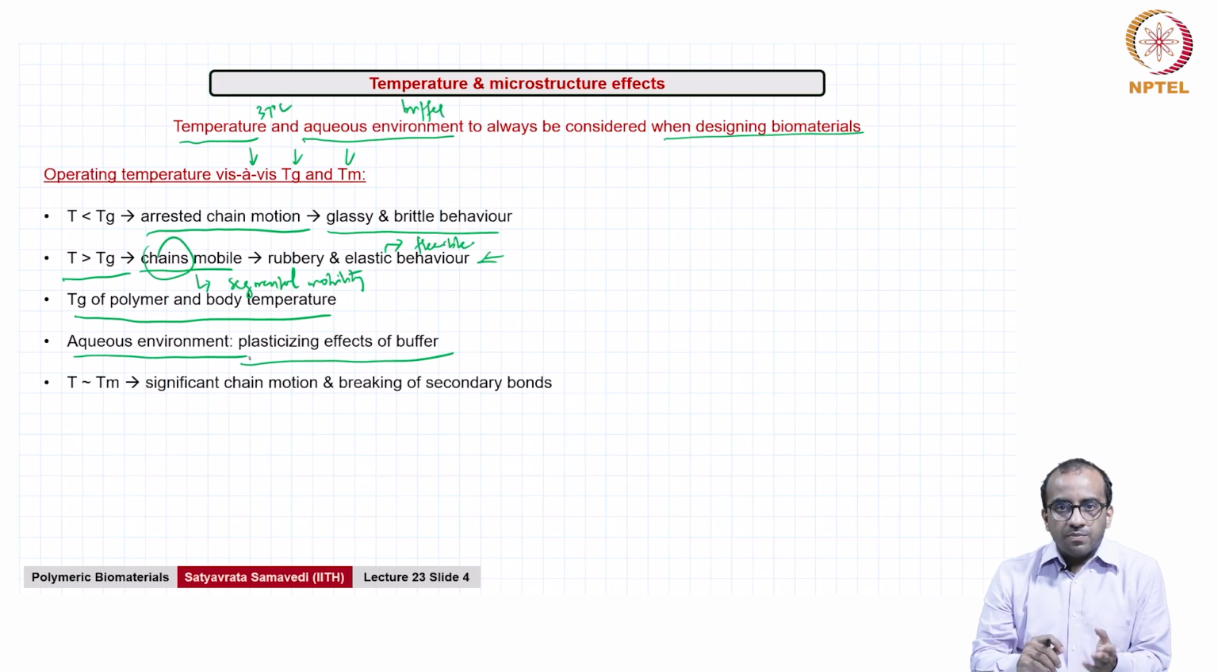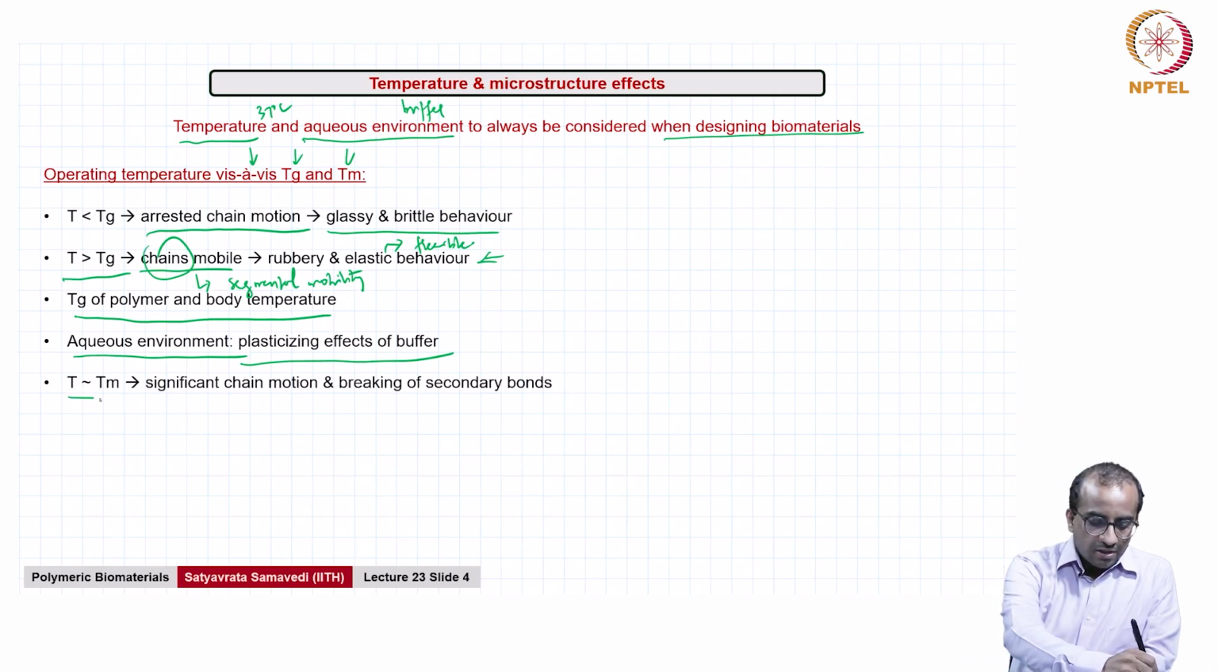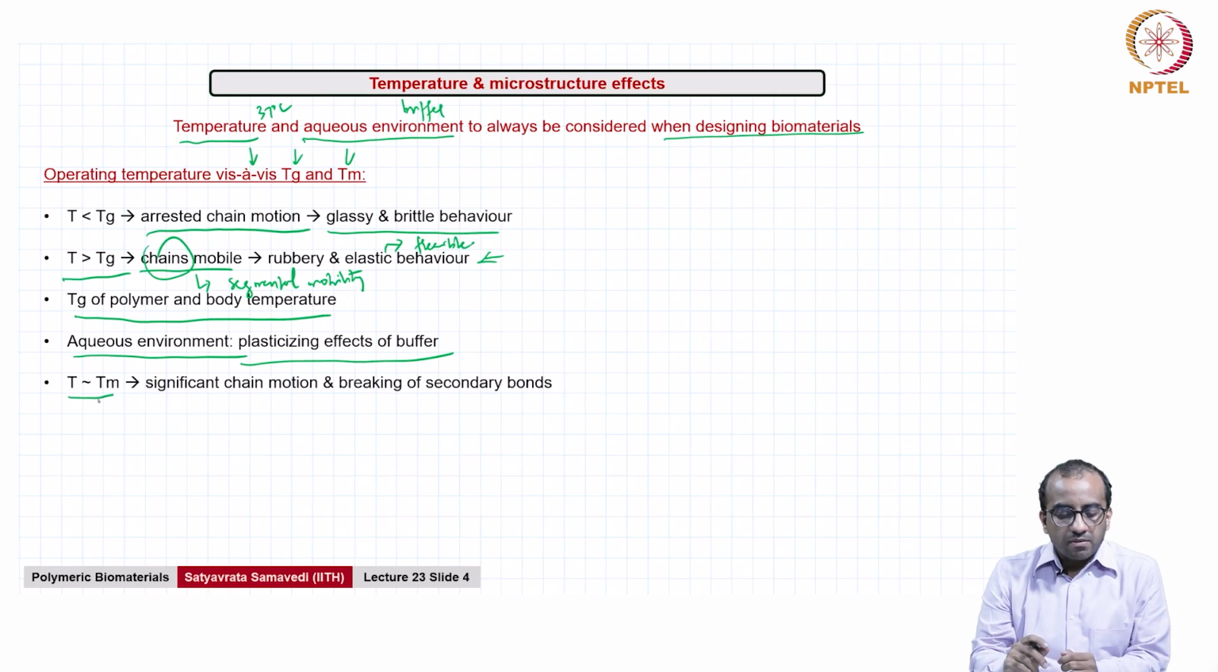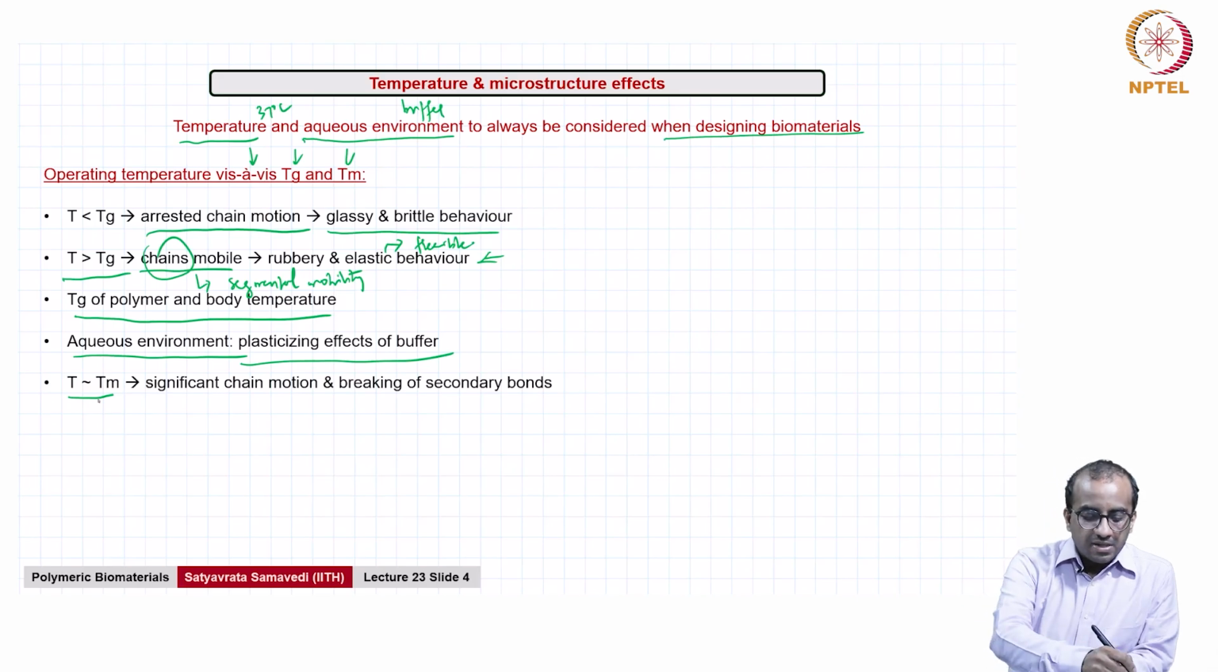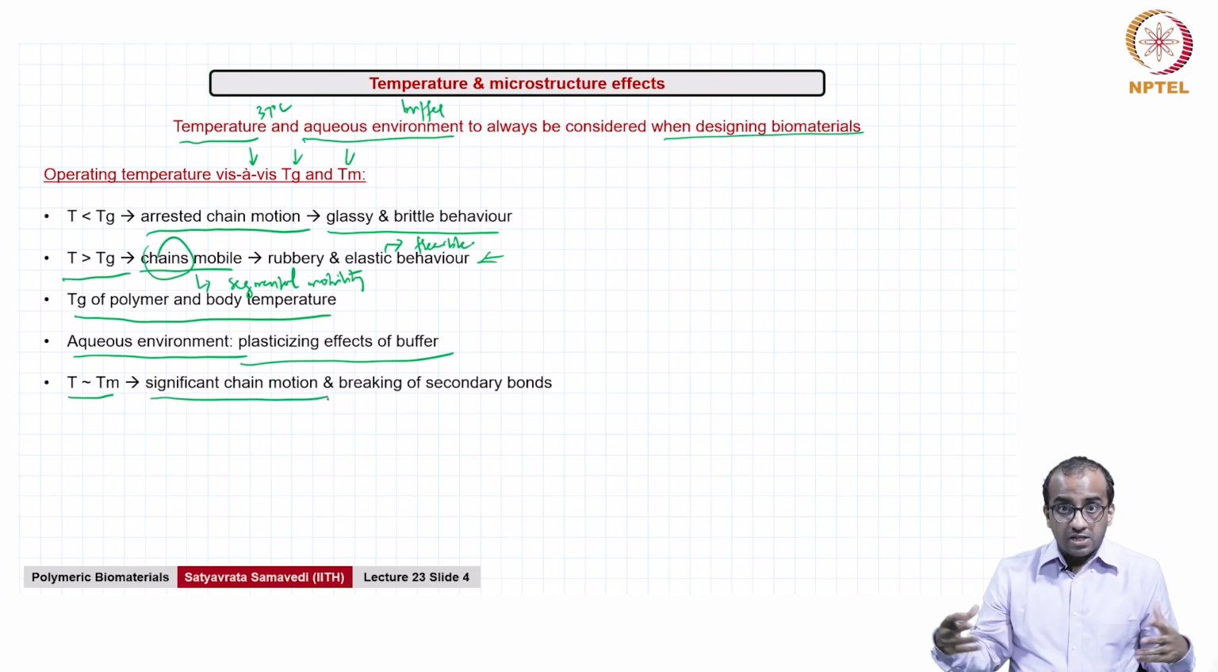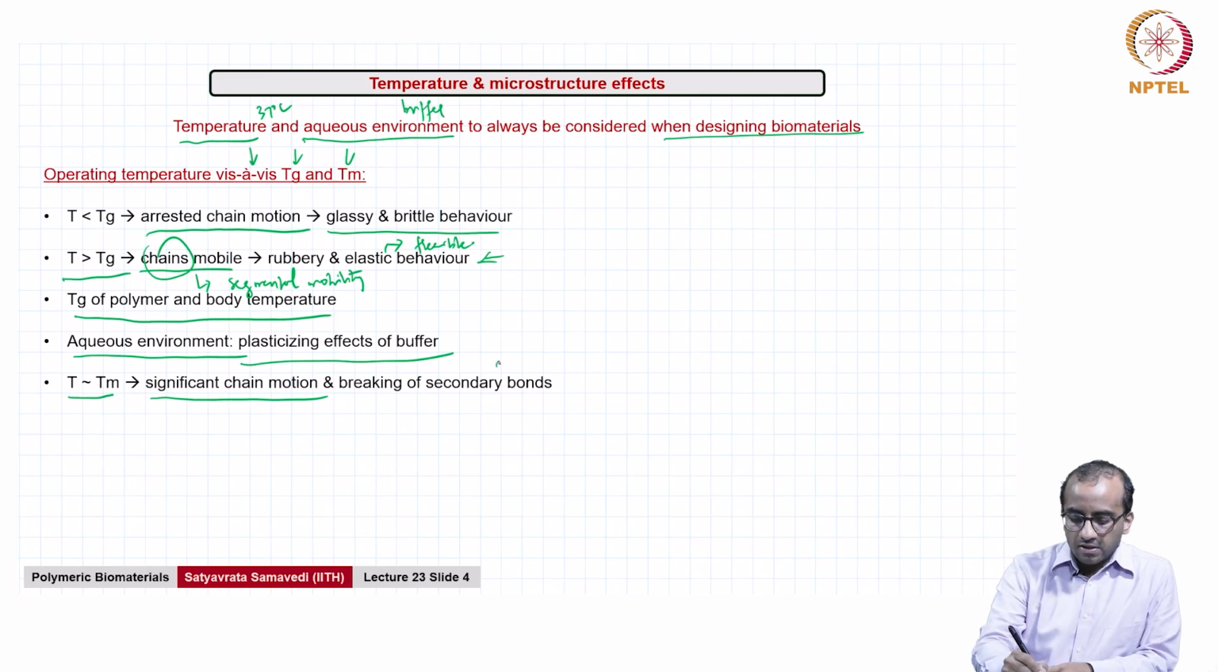And for semi-crystalline polymers, you can go to one more transition point later, which is the melting temperature. Now, when your operational temperature is close to the melting temperature, you get significant full-scale chain motion, you get breaking of all the secondary bonds, and you get crystallite melting.